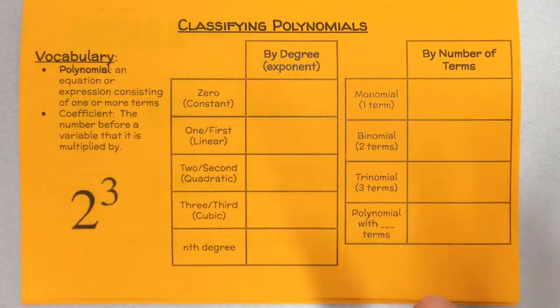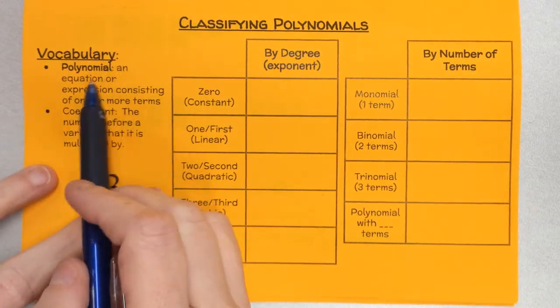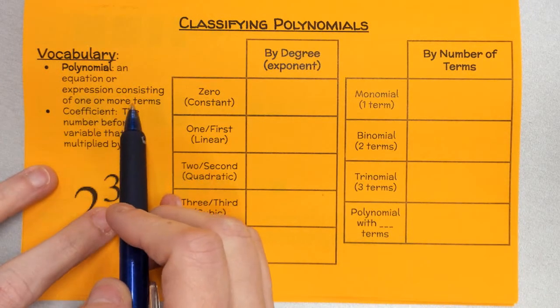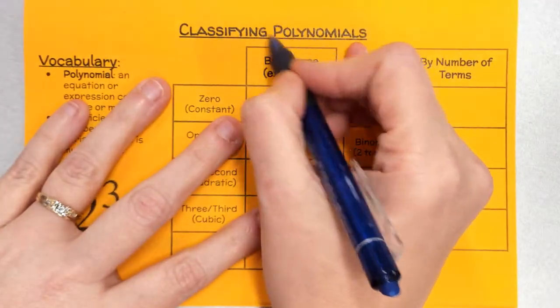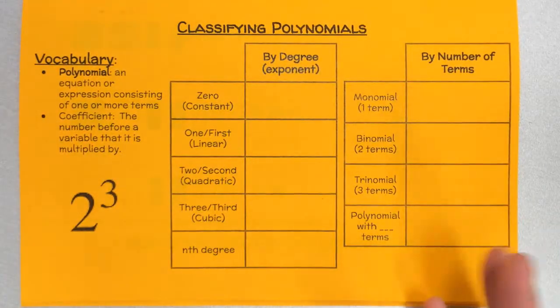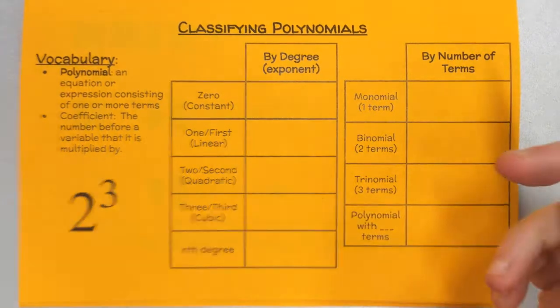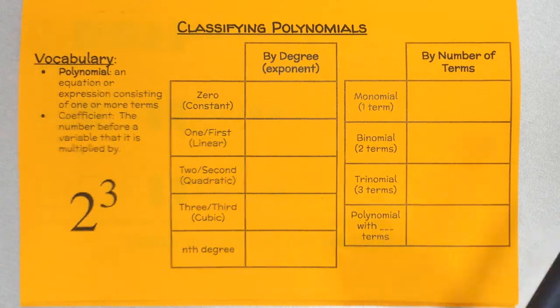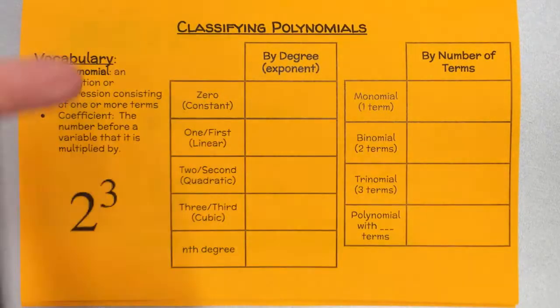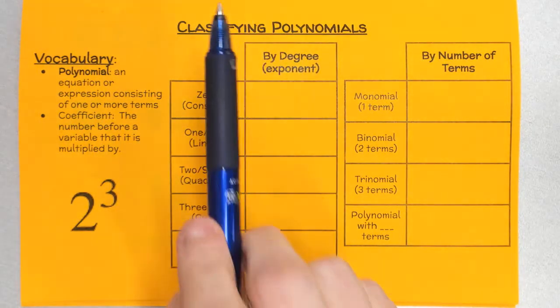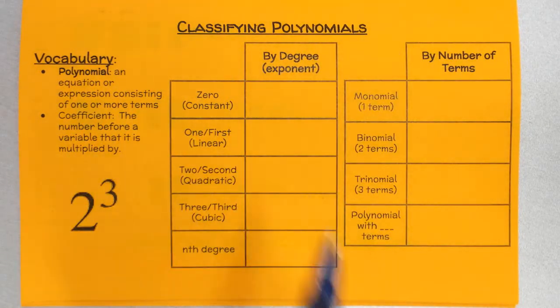Okay, so first of all, there are two ways that we classify polynomials. First of all, a polynomial is an equation or expression containing one or more terms. So what that means is poly means many, like Polynesia, which is many islands. Polynomial is many terms. So it's an expression with one or more terms, and it might be an equation, it might be an expression. So it might be like x equals 5, it might be x plus 5 equals 7, it might just be x plus 5.